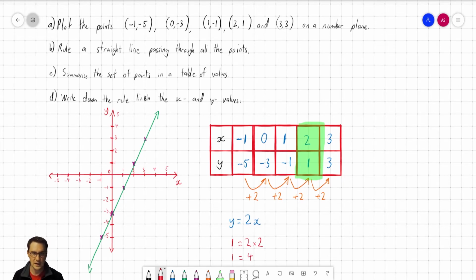Something's wrong here. So what I need to do is I need to know what I need to change to this 4 here to turn it into a 1. And I know if I subtract 3, that's going to fix that up, which means I'm also going to do minus 3 to the step before. And what that also means is I'm going to do a minus 3 back here as well. And so therefore, that's the adjustment that we need to make here. And so then the rule that we have here is going to be y equals 2x minus 3.